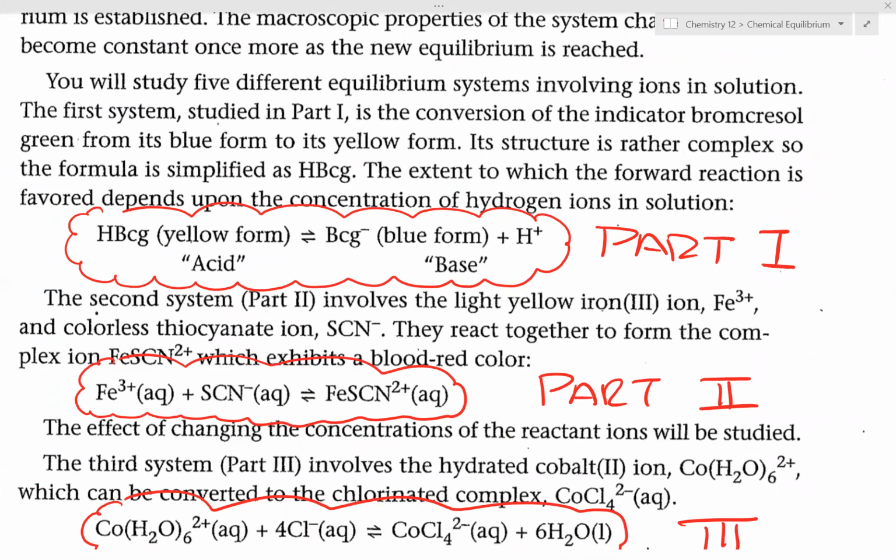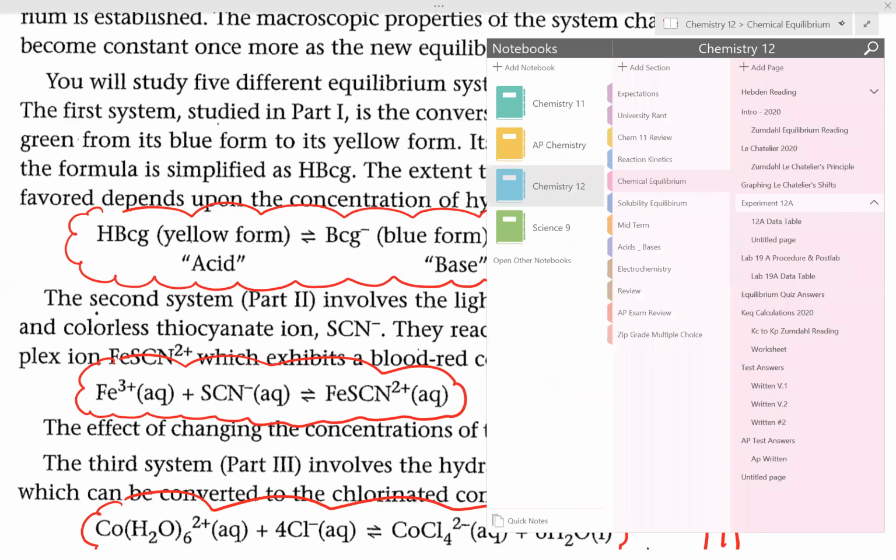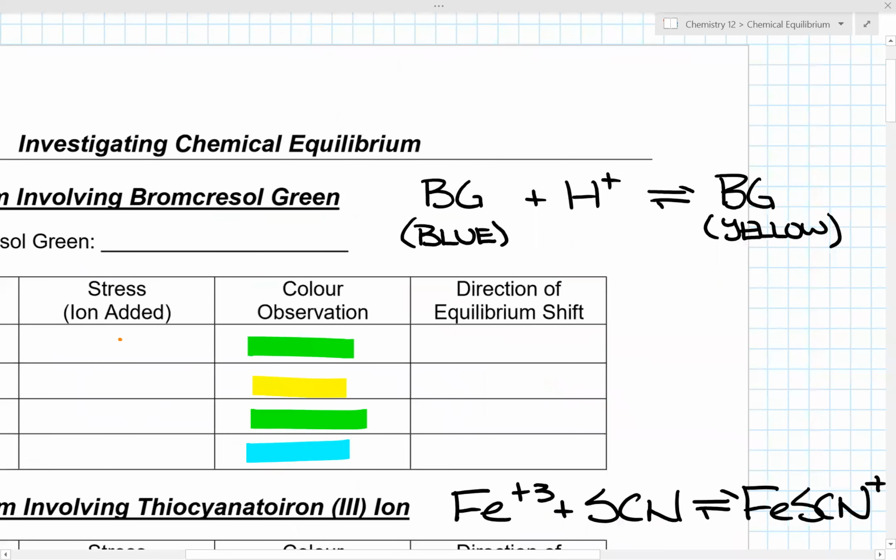The bromocresol green with H+ is on the right-hand side, and the bromocresol green, yellow, is on the left-hand side. All I did was switch it. Bromocresol green, blue, and H+ is on the left side, and bromocresol green, yellow is on the right side.